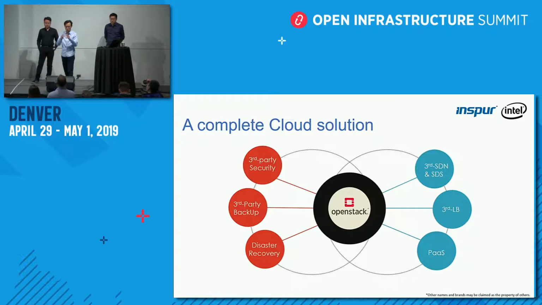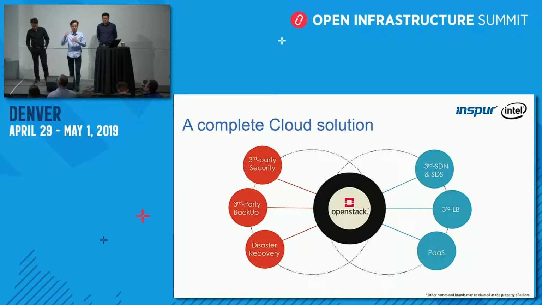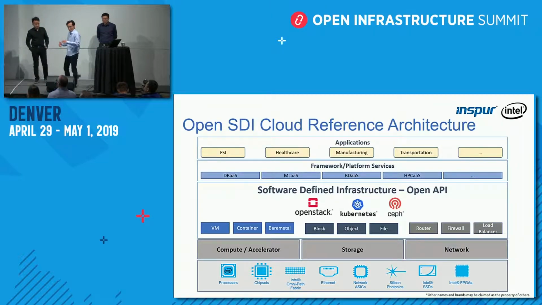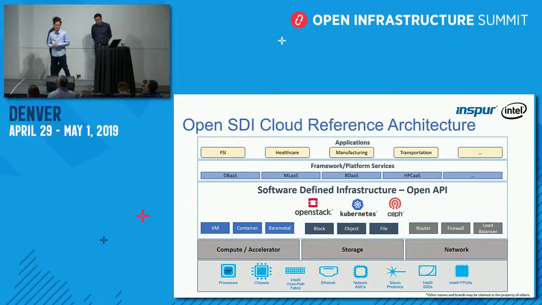But the key thing here is using OpenStack as a core, as a central, to build additional features around that. So that's one of the reasons that we work very closely with partners such as Inspur to build a whole ecosystem to satisfy the customer requirements. So that's the next thing I want to talk about, the overall open SDI cloud reference architecture.